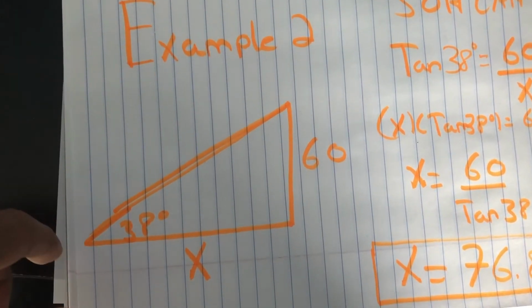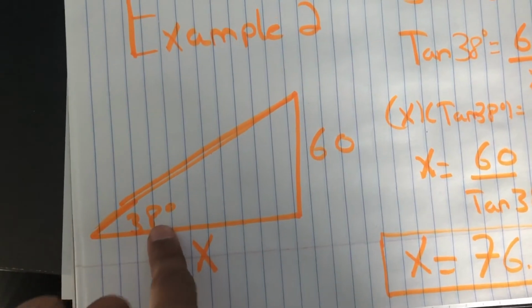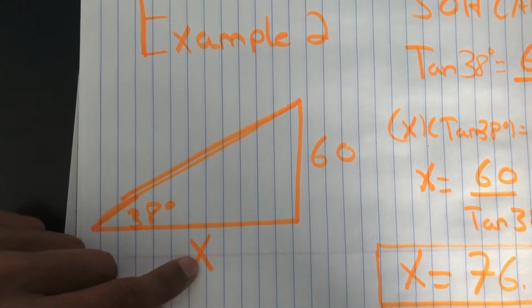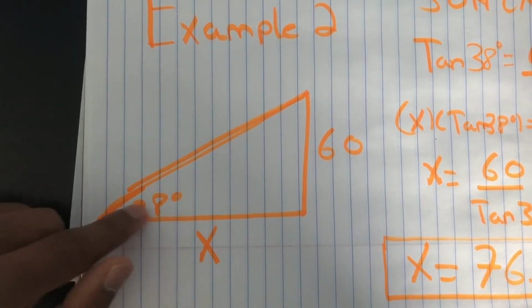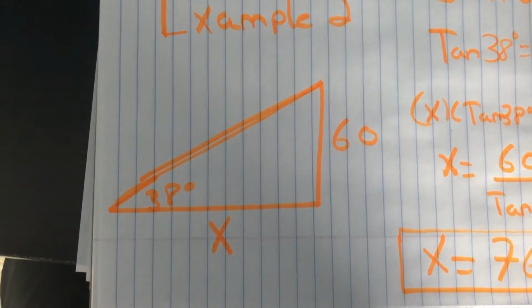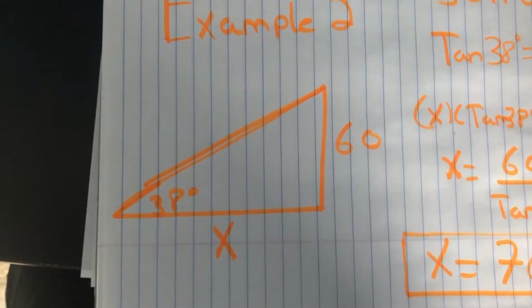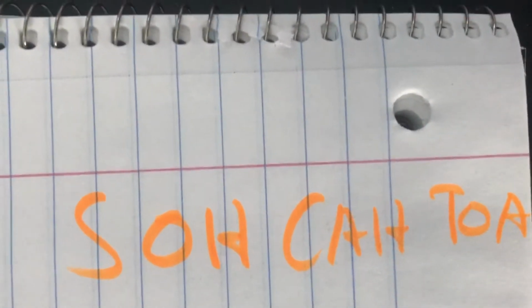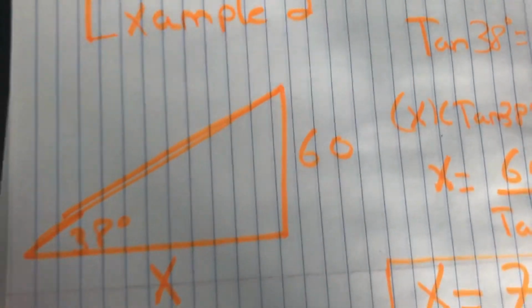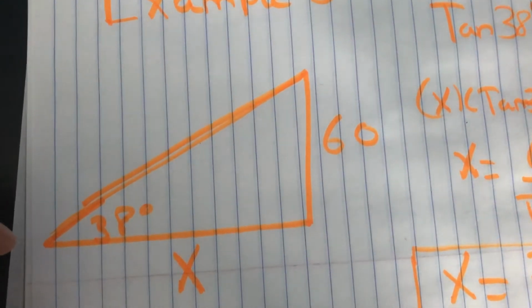And then the opposite side is 60, obviously, right? Because it's opposite from the 38 degrees, which is the acute angle. So this has to be the adjacent side. And we can also tell that because it's right next to the acute angle. So what trig function uses the opposite side and the adjacent side? So we're going to go back to SOH CAH TOA up here. And we can see what uses the O and A. That's the TOA right here. So tangent. So then we use tangent of 38 is equal to the opposite over adjacent.